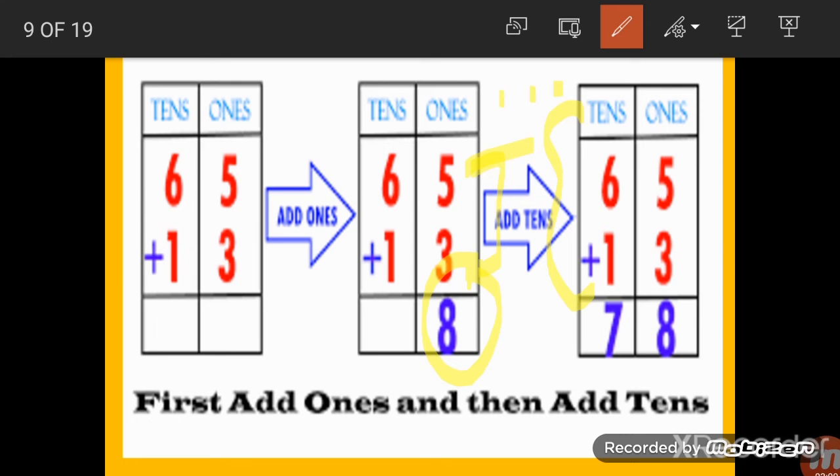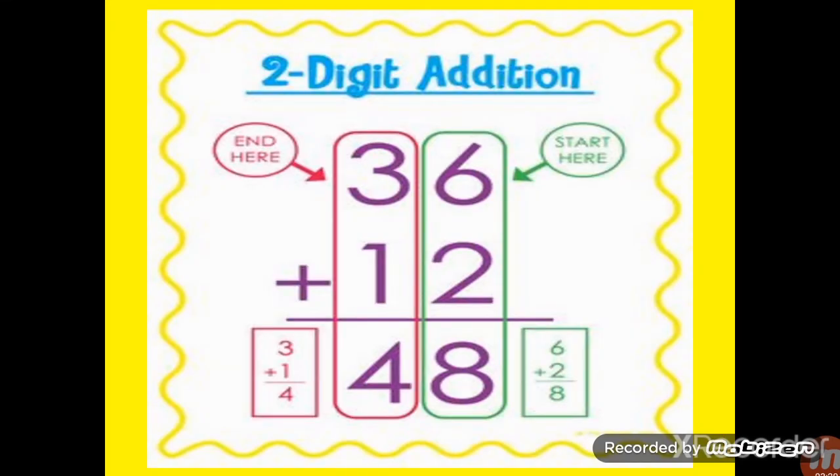Again, for adding tens, you can use the same method of counting on or fingers or whatever you like best. 6 and 1 make 7. So here's your answer: 7 tens and 8 ones. 7 tens and 8 ones make 78. So you have to add ones first and then tens. Keep in mind, place the numbers correctly and then add ones and then add tens. This is simple. Now let's see one other example.